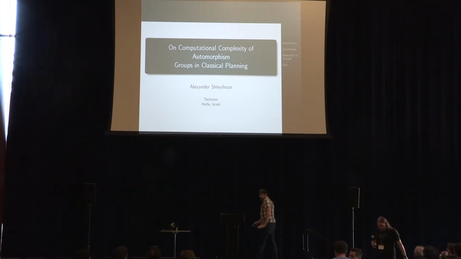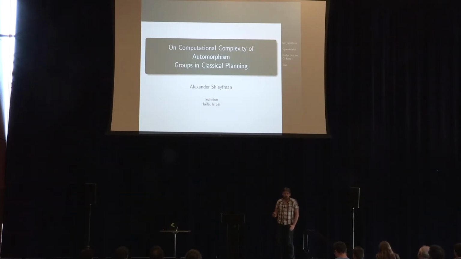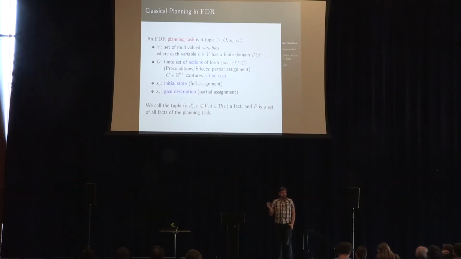So my name is Alex, and welcome to the happiest session of ICAPS, when people tell you about stuff you can't do. I'm going to talk about computation of automorphism groups for classical planning. I assume that everybody here knows what FDR is, since it's ICAPS and classical planning.